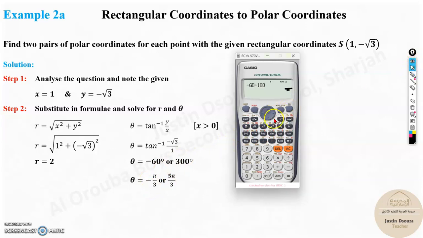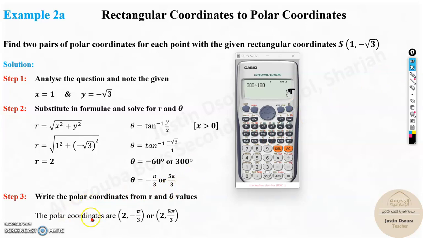Let's even do it for the 300. So all you need to do is 300 divided by 180. Now it is 5 by 3, but remember to add pi in the numerator. It is 5 pi by 3. So in polar coordinates, you can write (2, -60 degrees) or (2, -pi by 3), or here (2, 300 degrees) or (2, 5 pi by 3). It's up to you. So this is the answer.